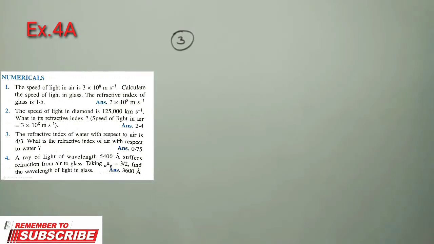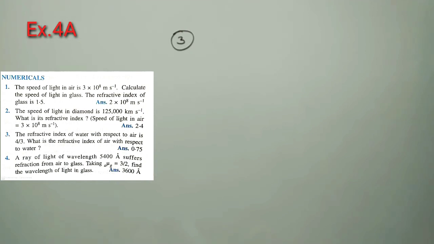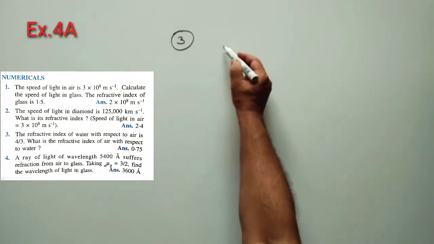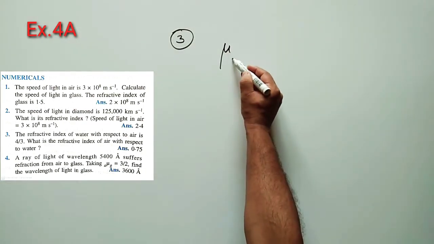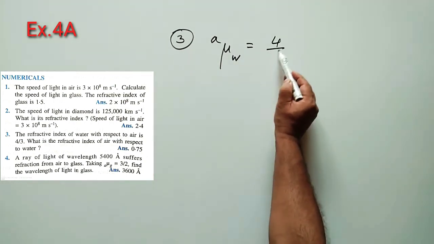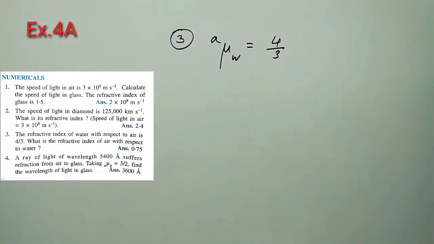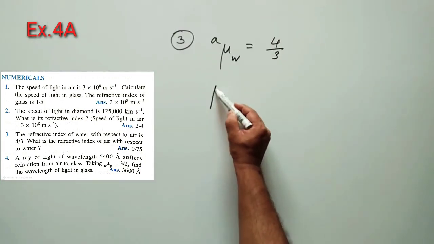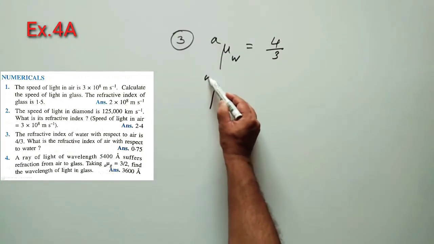Okay. Now let's solve question number 3. Look at the screen and read the questions. The refractive index of water with respect to air is 4/3. What is the refractive index of air with respect to water? Refractive index of water with respect to air is given as 4/3. Clear? We have to calculate refractive index of air with respect to water.